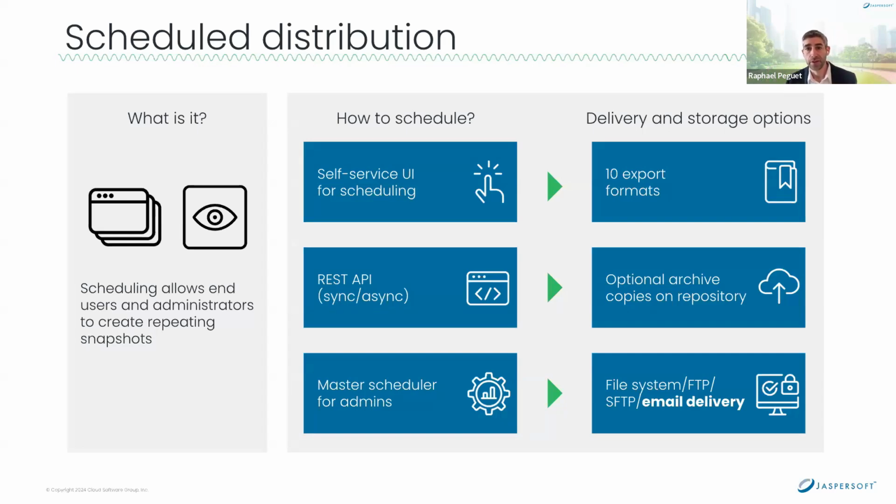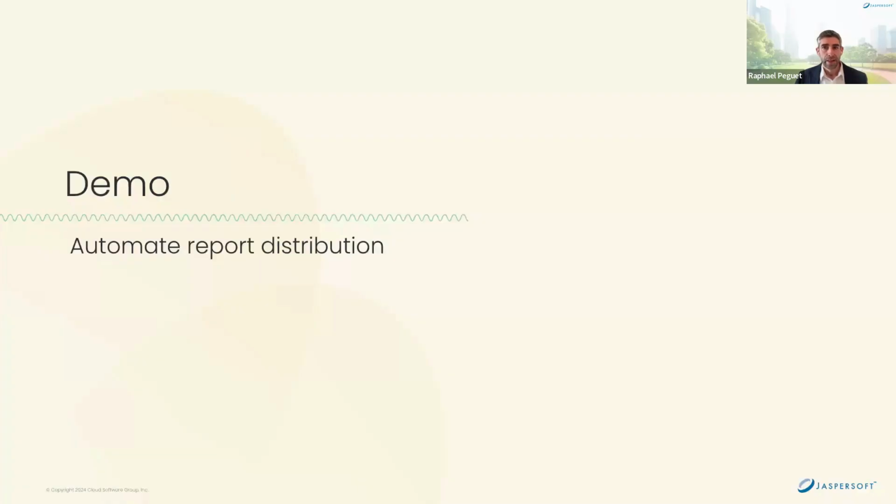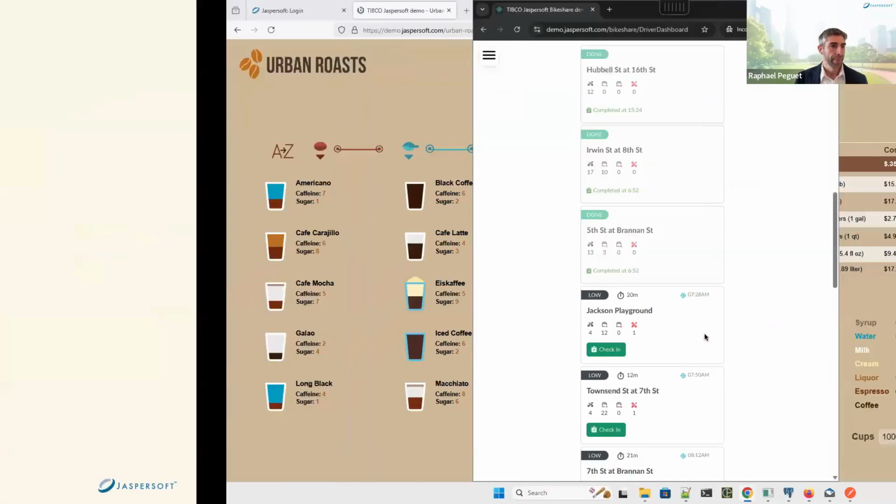It supports 10 different export formats, optional archive copies in the repository, delivery via file system, FTP, SFTP, or email. And essentially, scheduling empowers both end users and administrators to securely automate report delivery. And that can go quite far, as you'll see. So let's look into the scheduled reports that we've scheduled earlier.